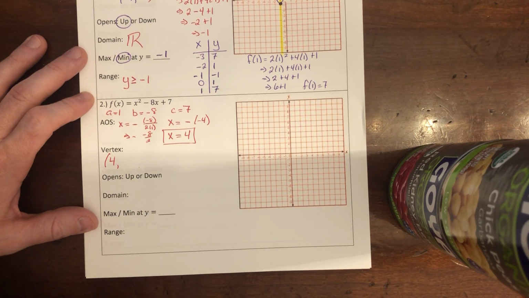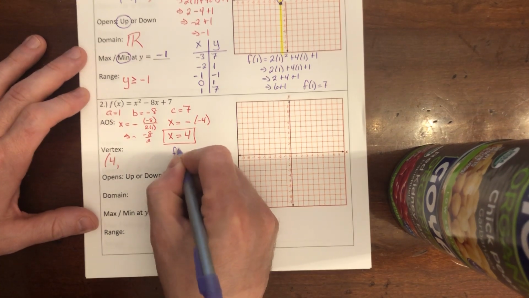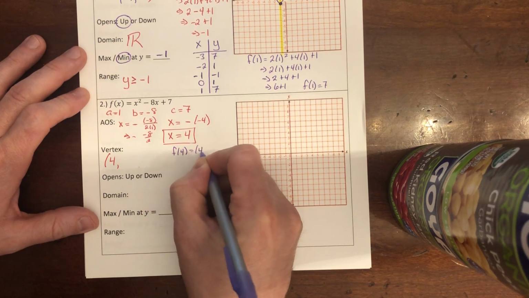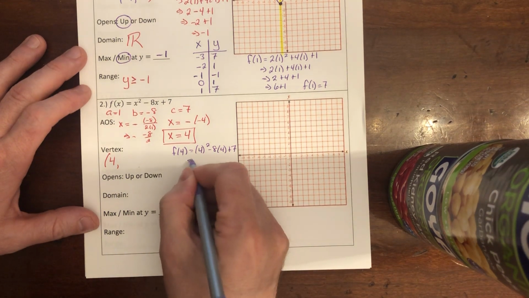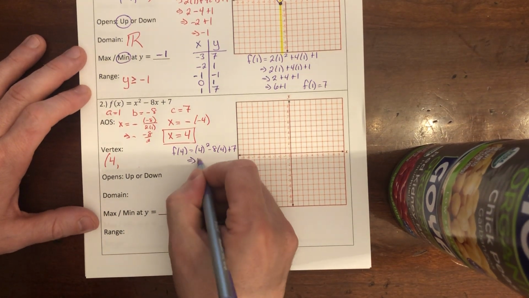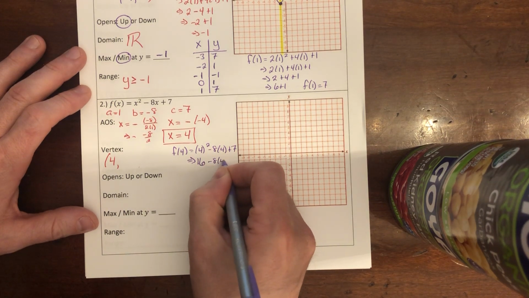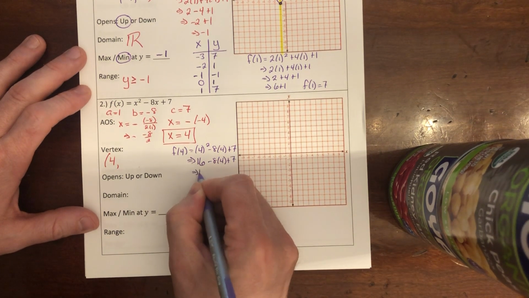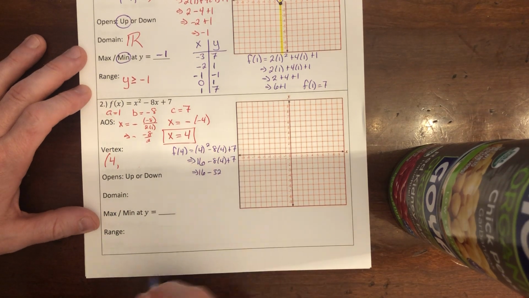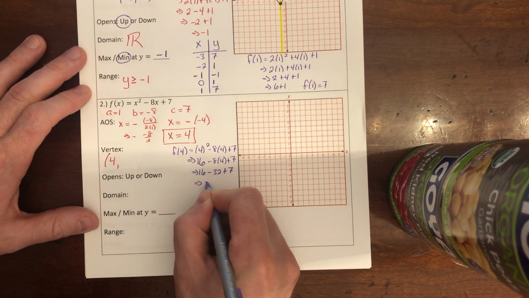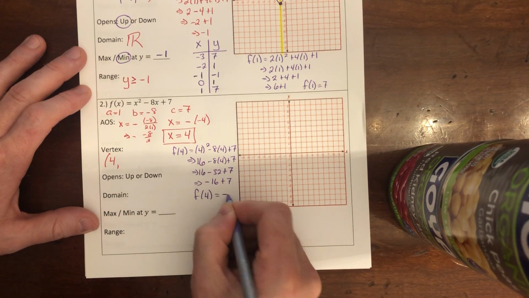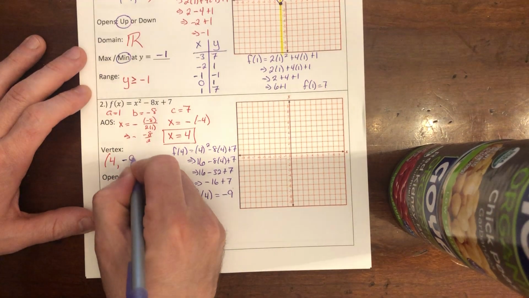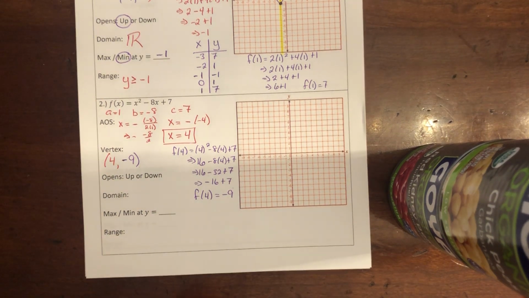Now when we want to find the y coordinate of our vertex, we just plug it back in wherever we see x. Order of operations tells us to do the squared first. That's 16 minus 8 times 4 plus 7. 8 times 4 is 32. All right, 16 minus 32 is negative 16, plus 7. So f of 4 equals negative 9.